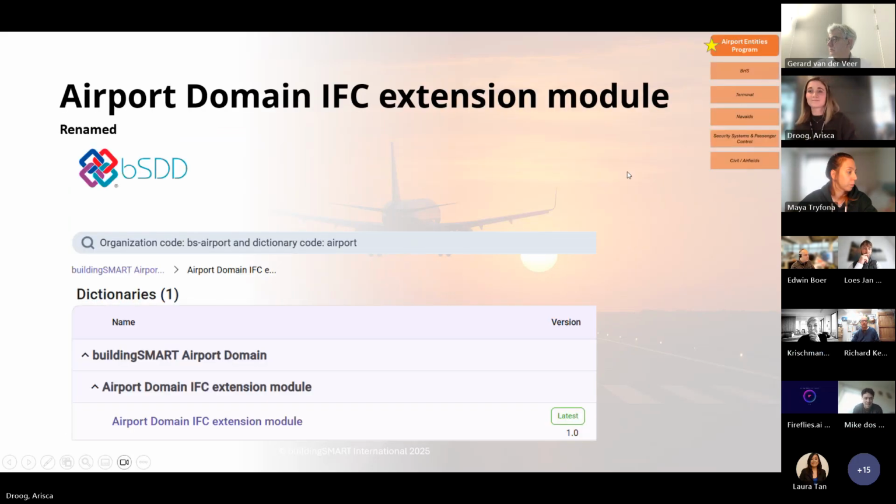Yeah, I think Ariska, Morten, and Tina talked about how we gathered all this information, how we collaborated to get all the baggage handling specific information, and upload that into the buildingSMART data dictionary service. So we have the Airport Domain IFC extension module, which is the result of all this work, which has been done by a lot of people here in the call as well.